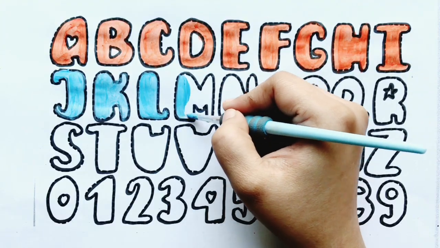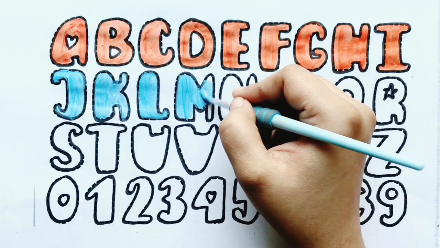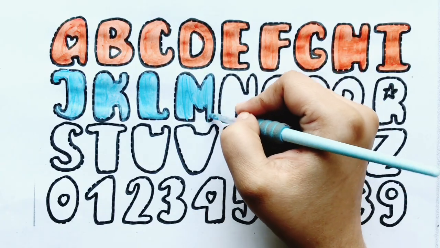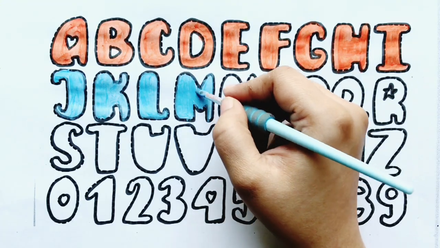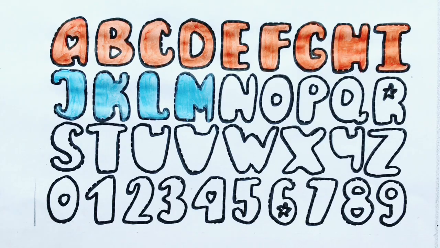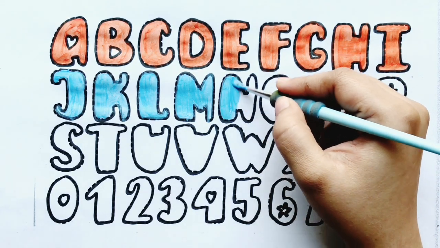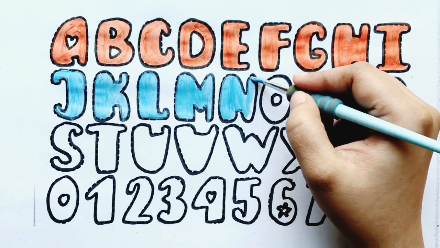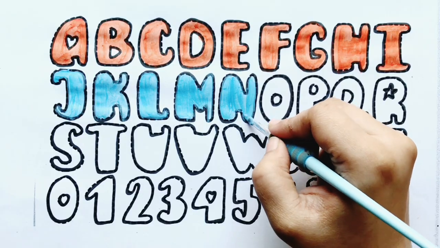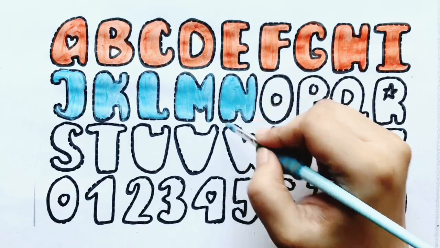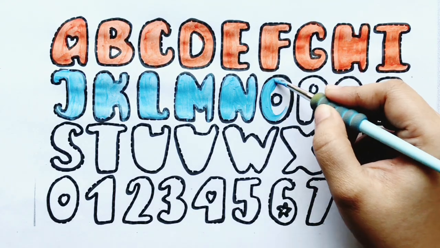M for moon. A, B, C, D, E, F, G, H, I, J, K, L, M, N, O, P, N for mouse. R, S, T, U, V, W, X, Y, and Z. Now I know my ABCs. Next time, won't you sing with me? O for ostrich.